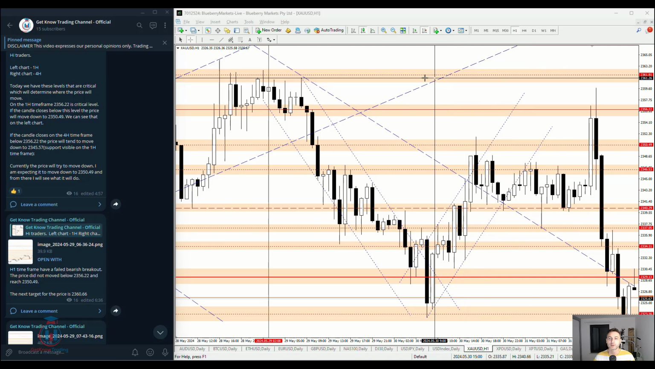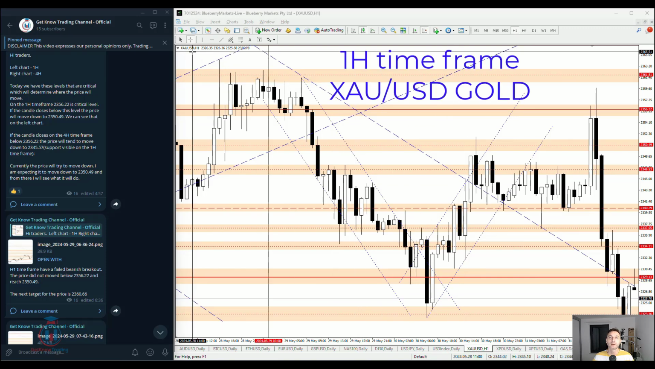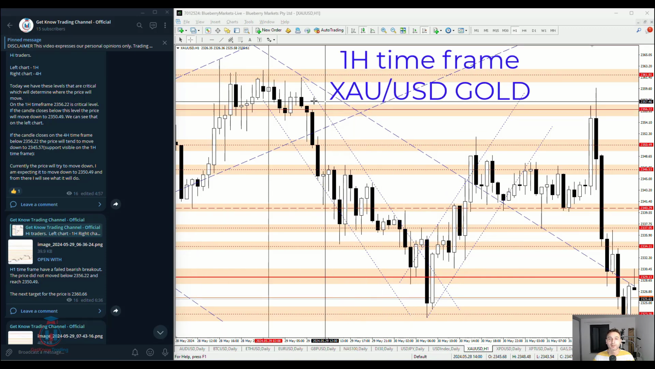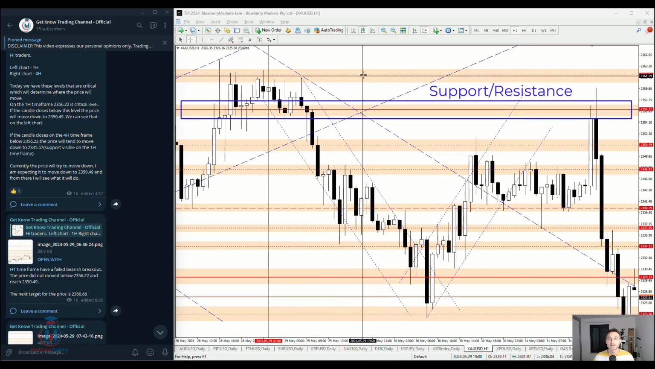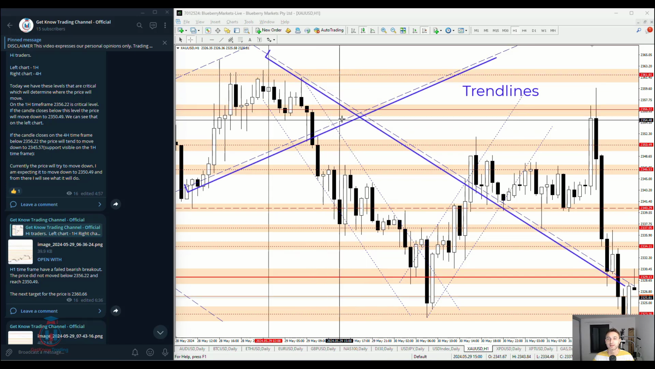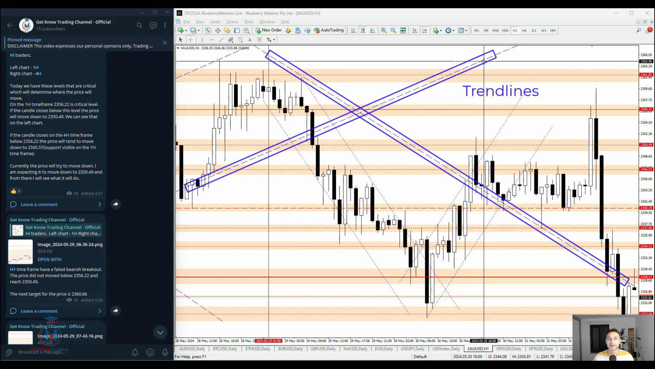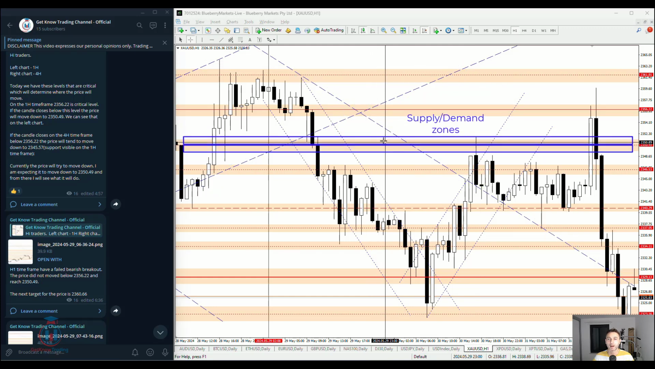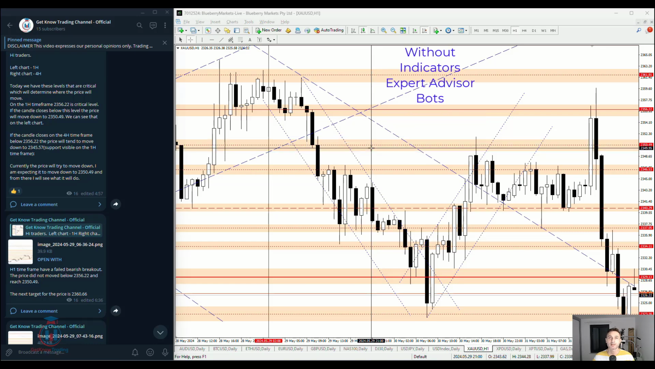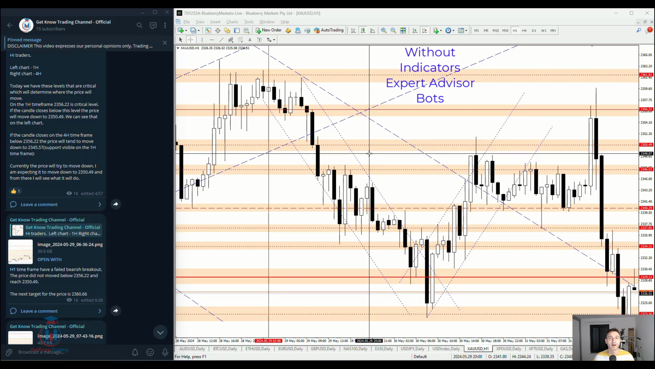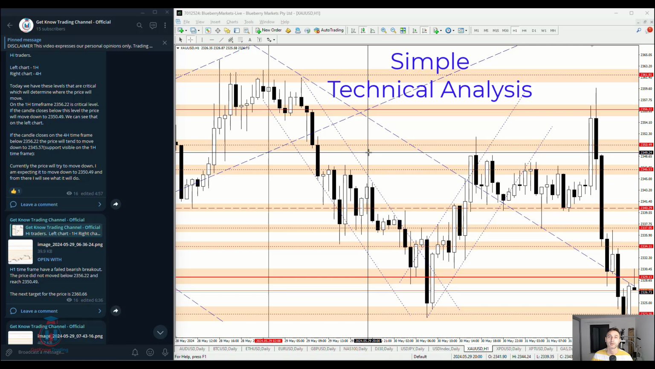On the right side you can see a 1 hour time frame on the gold against US dollar, the chart with the support and the resistance levels, and you can see the trend lines on the 4 hour time frame, and this area around the support and the resistance is the supply and demand zones. There are no indicators, there are no expected values, there are no bots. This is simple technical analysis based on the support and the resistance and supply demand zones.